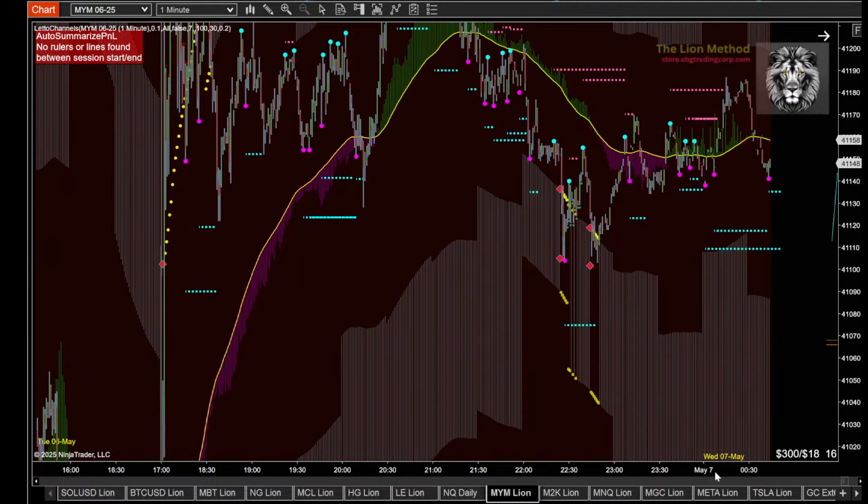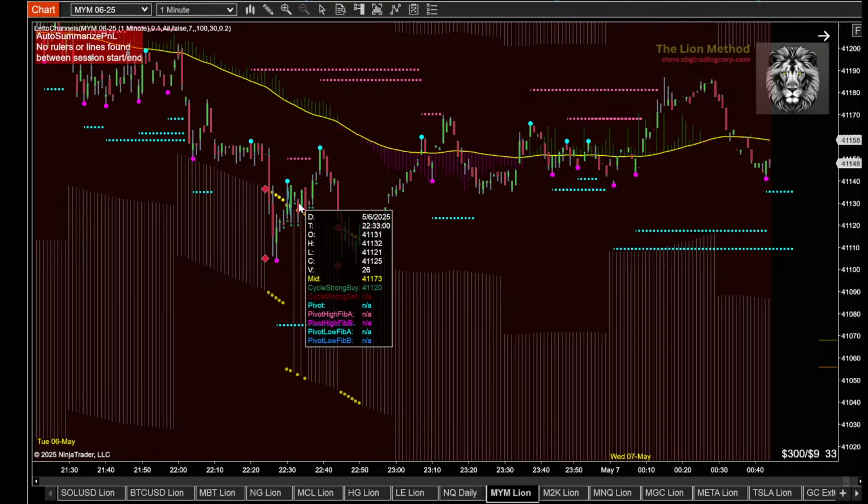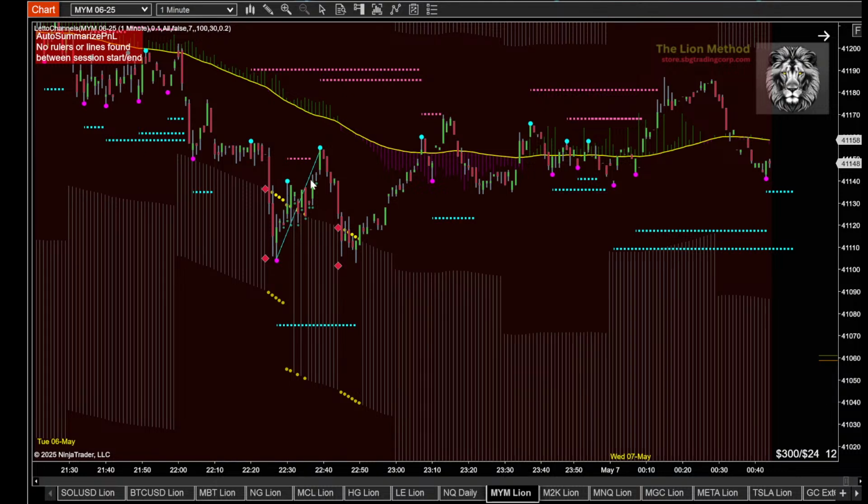The scalp, had you taken this at, gosh, what time is this? This is 22:33 in the evening here, Eastern time. So you would have gone long at the blue dot and you would have hit target right away, and the market just filled our target and turned over. That was really the only trade I would have taken out of that.